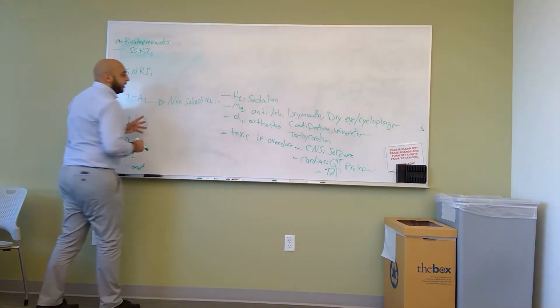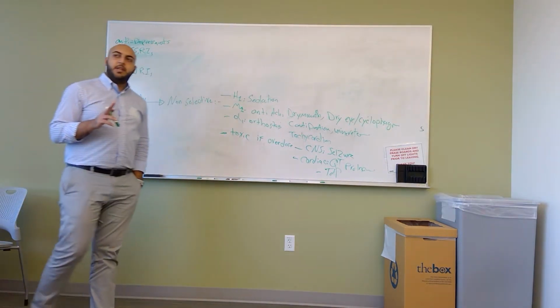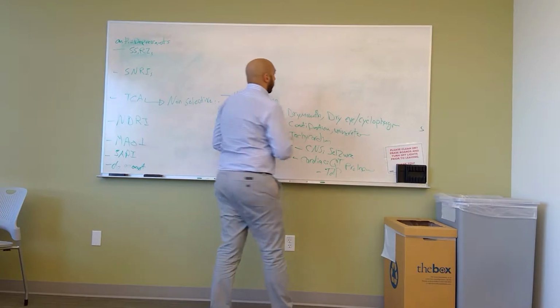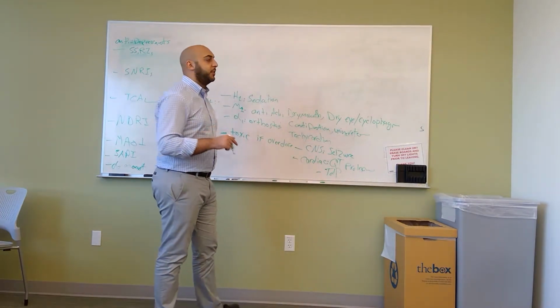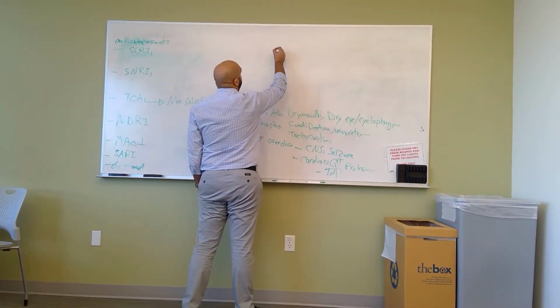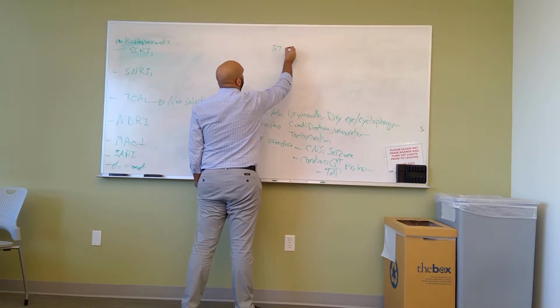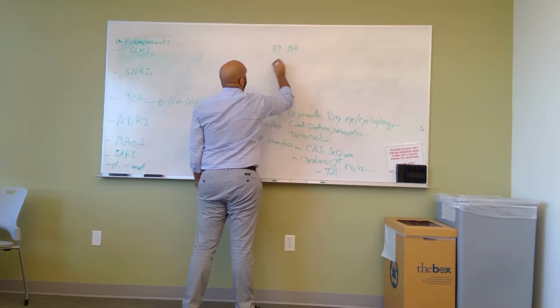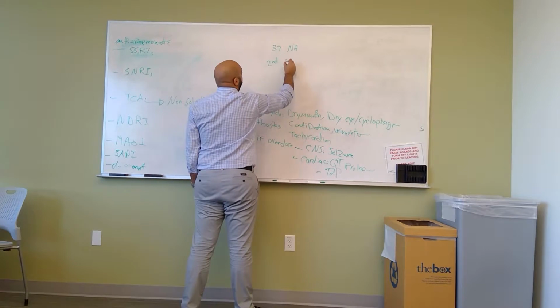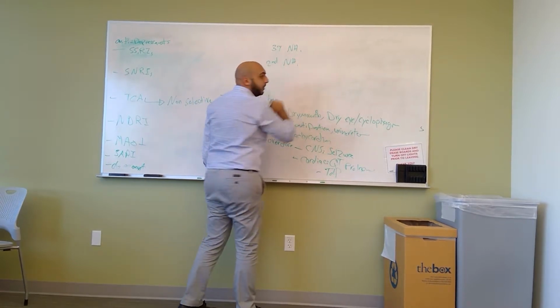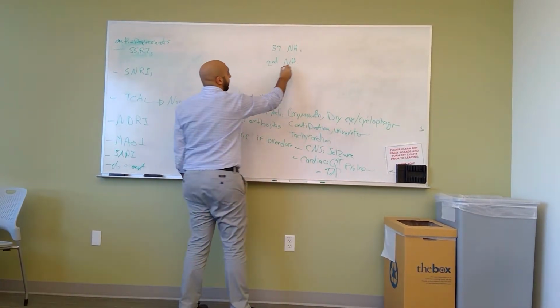All right. Now, within the TCAs, there are two subsets. So now we're going to know their drugs. And to take it more advanced, we're going to have two forms of TCAs. We have something called the tertiary amine and the secondary amine. Are you aware of this? The tertiary amine and secondary amines.